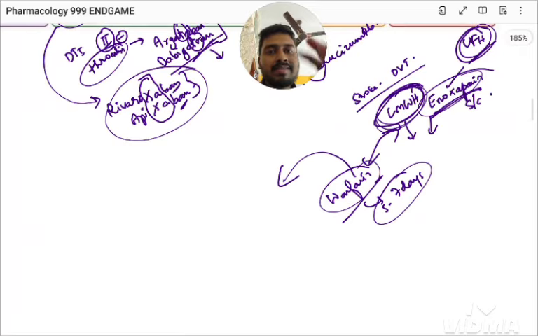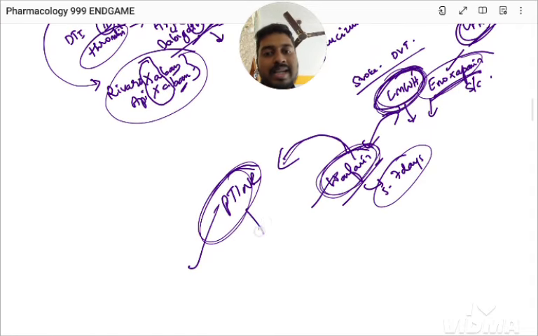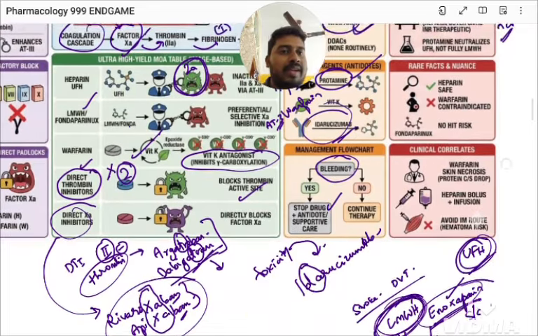Similarly, after giving warfarin, we'll monitor PT INR levels. Remember, for LMWH we don't use levels that frequently, but for warfarin we use PT INR very frequently. So always remember, when we are giving warfarin, we don't monitor the levels of warfarin directly, we use PT INR indirectly, and we keep it at 2 to 3. So INR should be between 2 to 3 whenever we give warfarin.